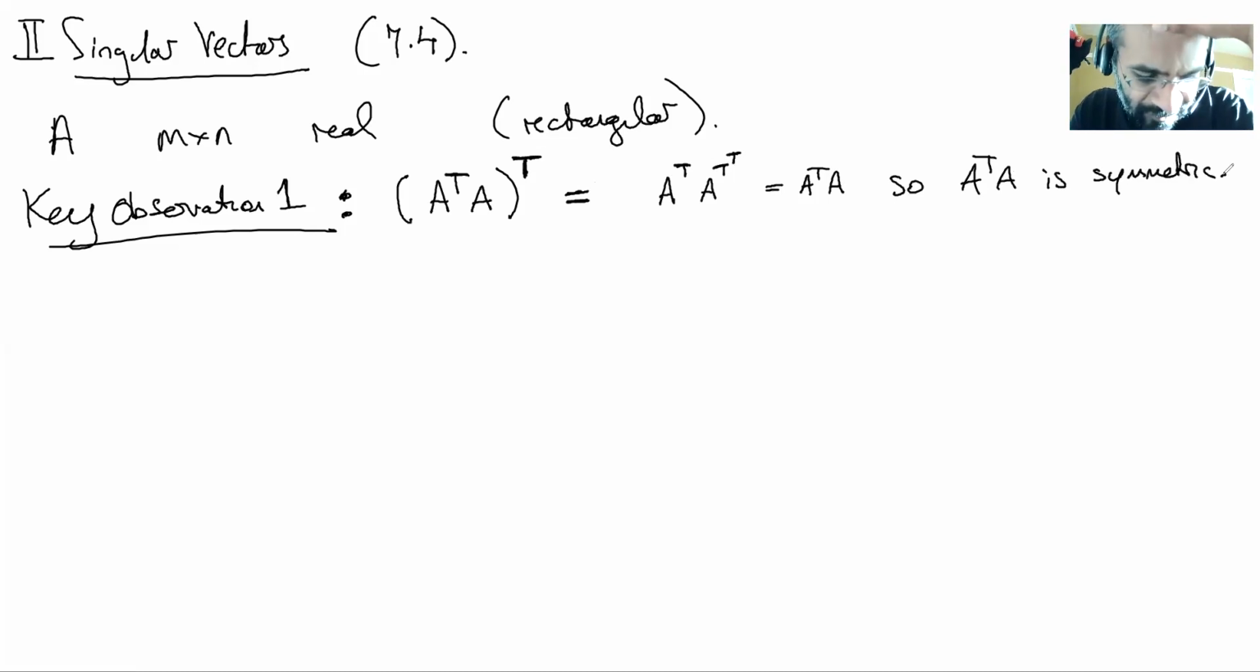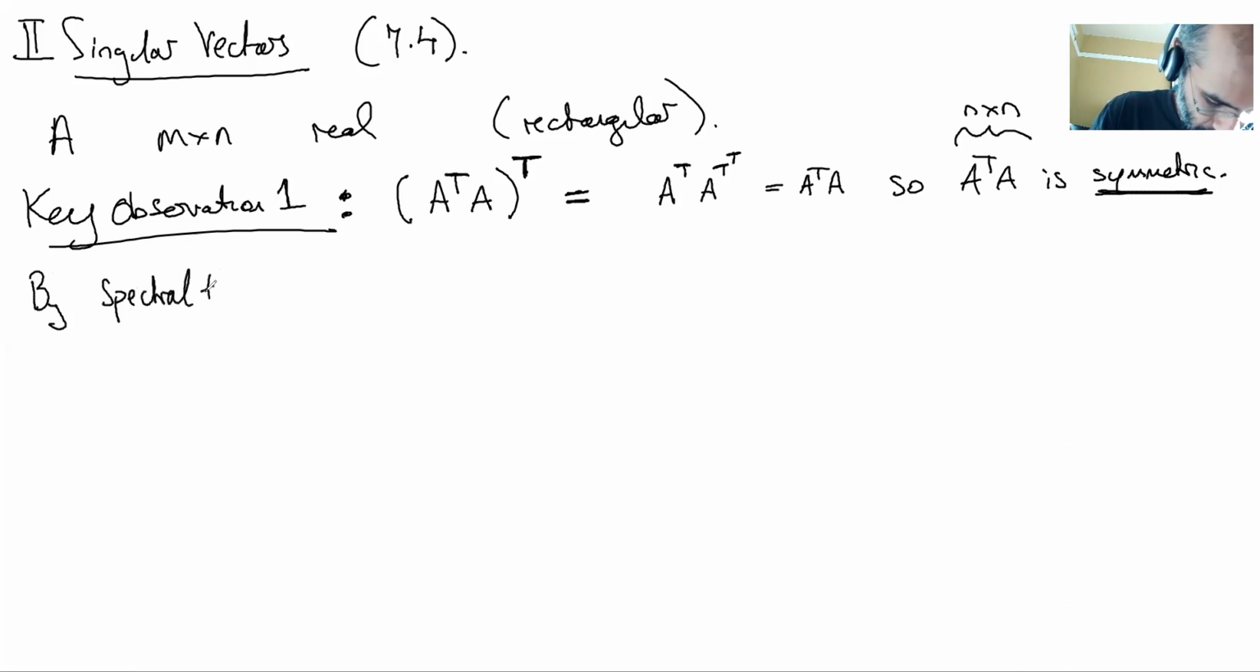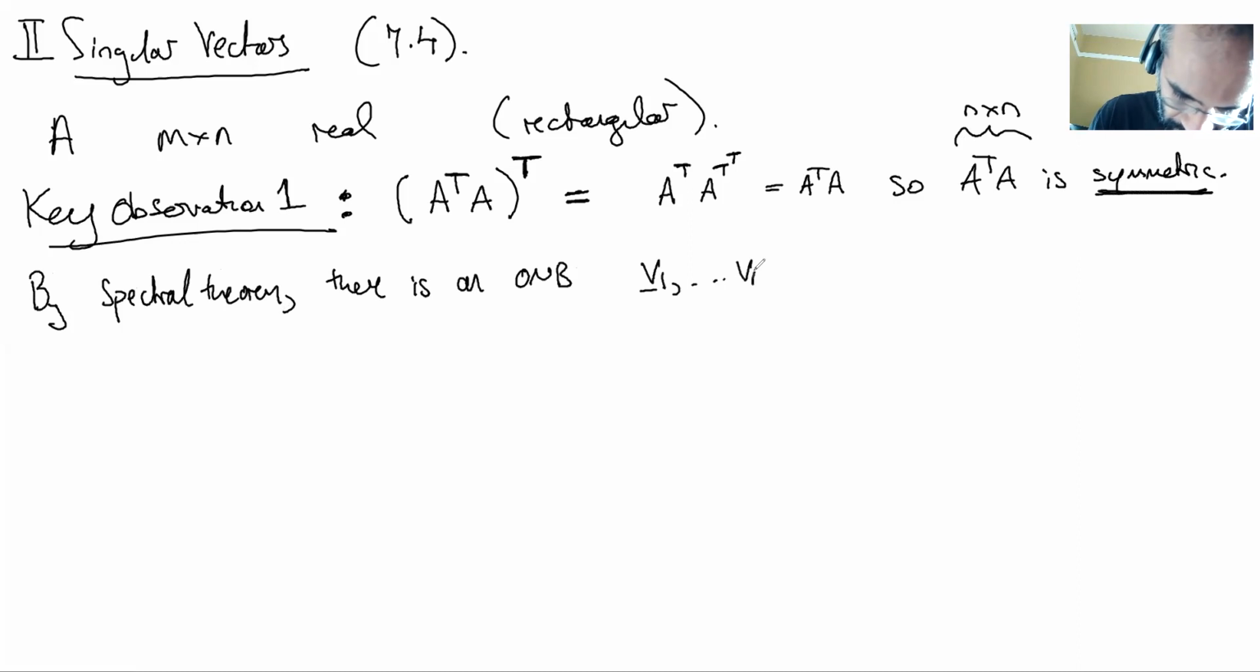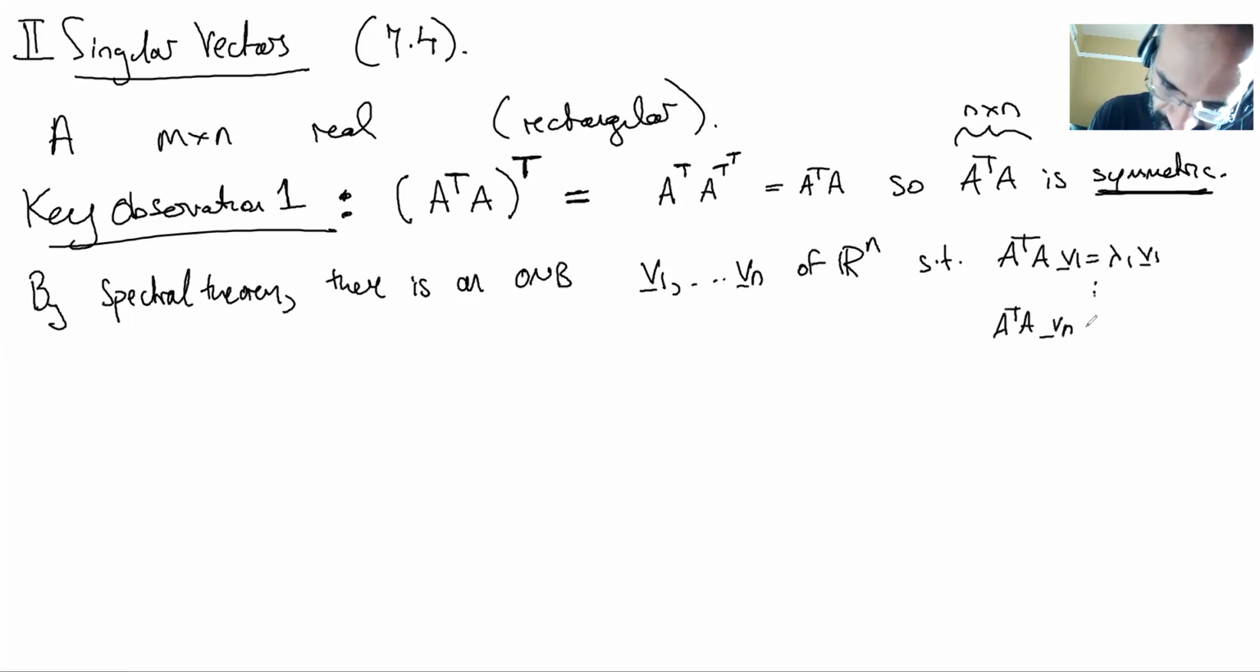What are the dimensions of A transpose A, by the way? N by N, right? So this is an N by N matrix. That's kind of interesting: you start with any rectangular matrix, and you can form a symmetric matrix. That means you can apply the spectral theorem. By the spectral theorem, there is an orthonormal basis, say V1 through Vn of Rn, such that A transpose A V1 equals lambda 1 V1, all the way up to A transpose A Vn equals lambda n Vn, and all these are real. So I'm looking at the eigenvectors of A transpose A, which is square and symmetric.